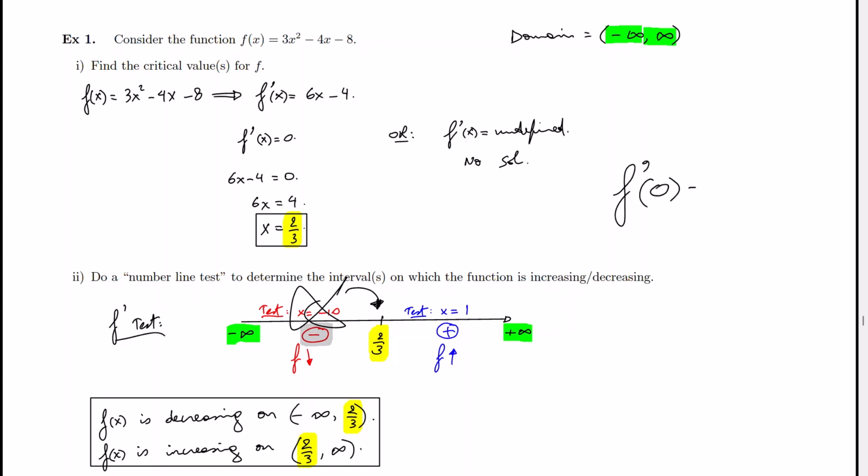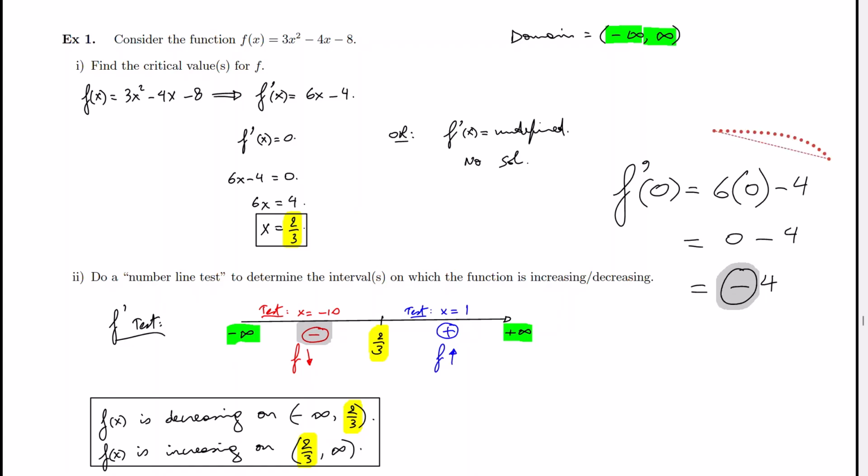You're going to take the 0 and you're going to plug it into the derivative. So you're going to get 6 times 0 minus 4, which is 0 minus 4, which is again a negative 4. So again, the only thing that matters in this particular instant is whether the answer is positive or negative. And you can see again that regardless, the answer is going to continue to stay negative. So 0, negative 10, doesn't matter what test value you pick as long as it's before 2/3.